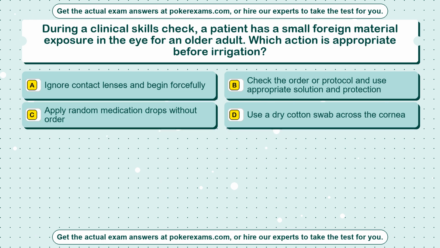Question 76. During a clinical skills check, a patient has a small foreign material exposure in the eye for an older adult. Which action is appropriate before irrigation? Option A. Ignore contact lenses and begin forcefully. Option B. Check the order or protocol and use appropriate solution and protection. Option C. Apply random medication drops without order. Option D. Use a dry cotton swab across the cornea.